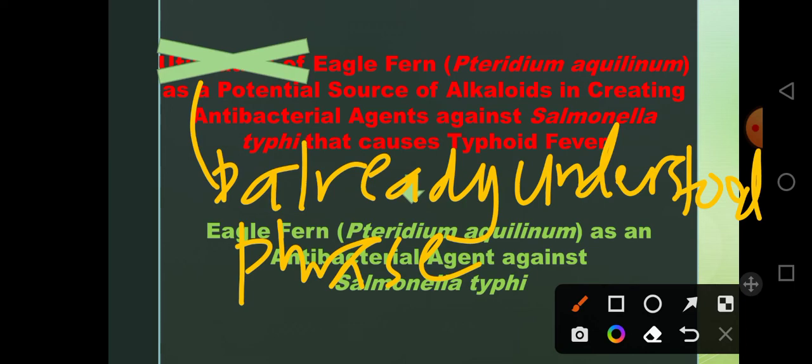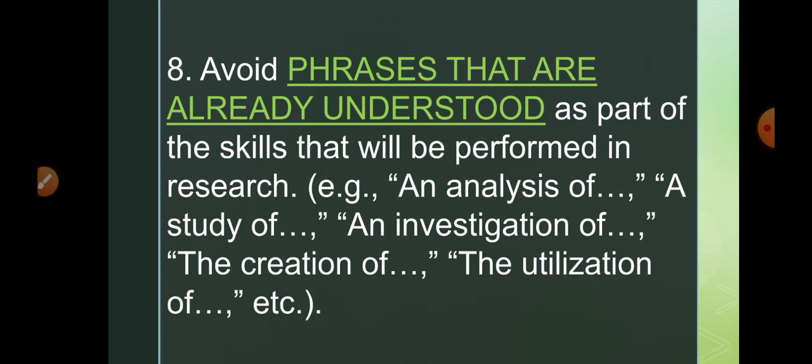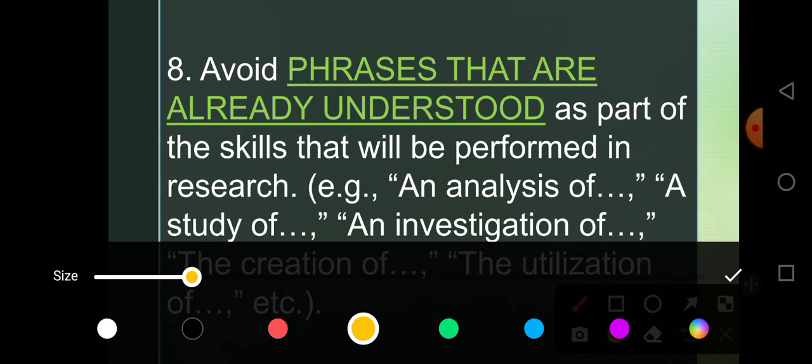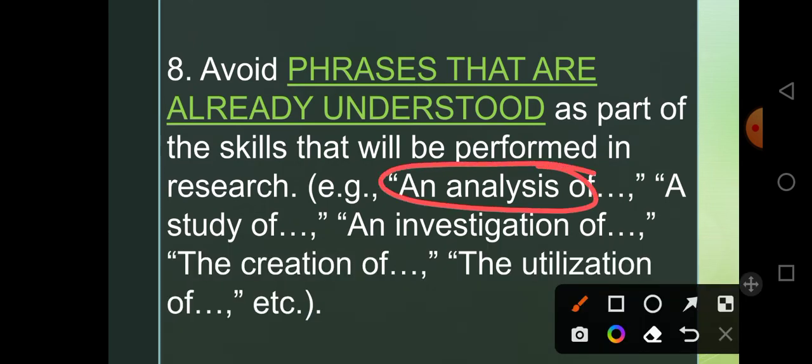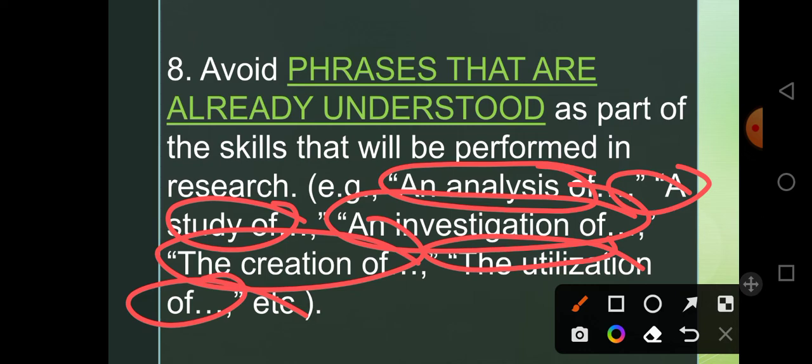So therefore, class, what is our next guideline? Our next guideline is to avoid phrases that are already understood as a part of the skills that will be performed in research. And other examples of already understood phrases are the following. We have an analysis of, a study of, an investigation of, the creation of, the utilization of, etc. So, why is there a need for us to remove or avoid such already understood phrases?